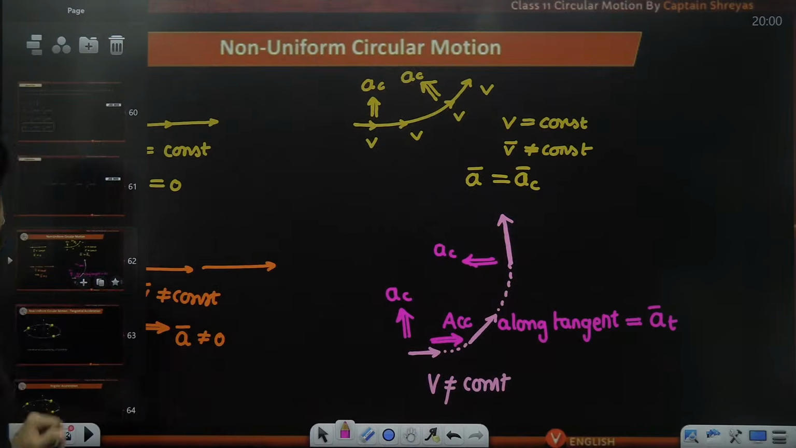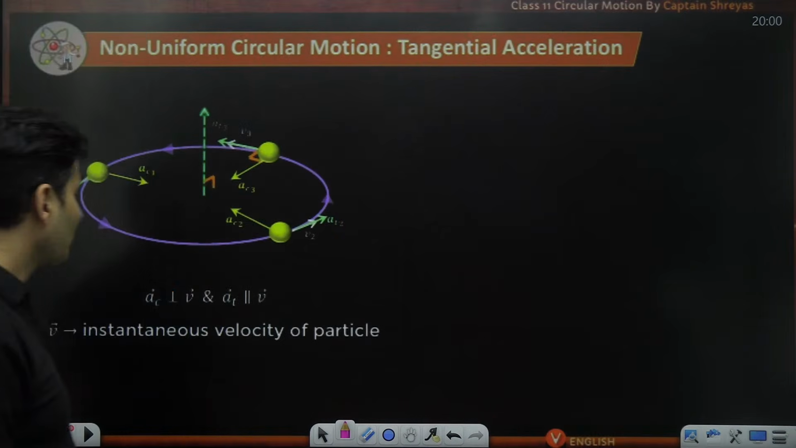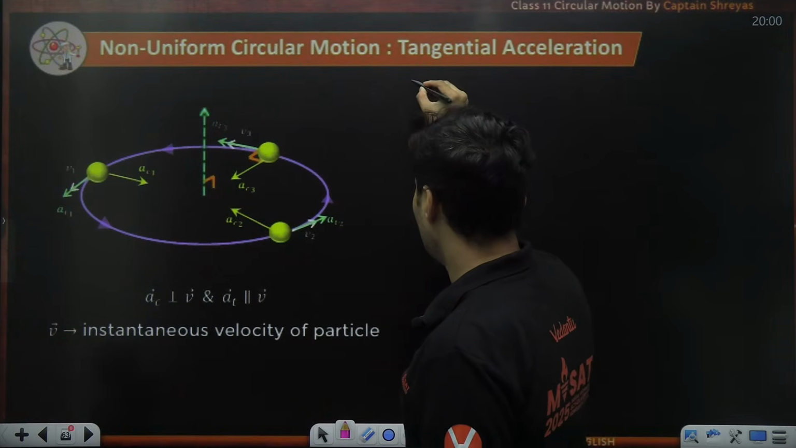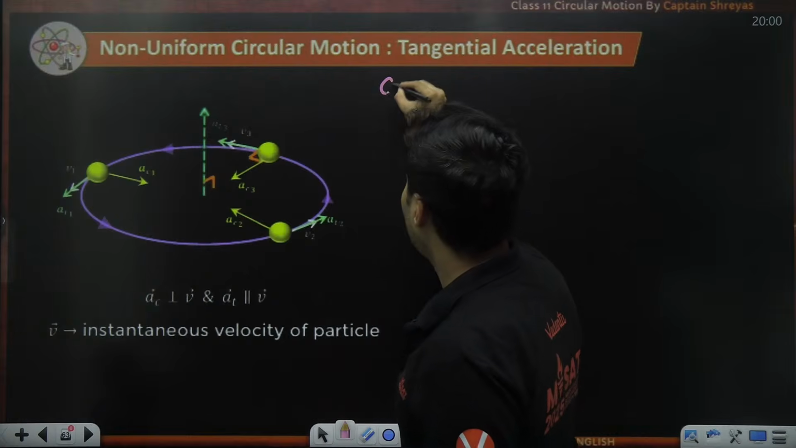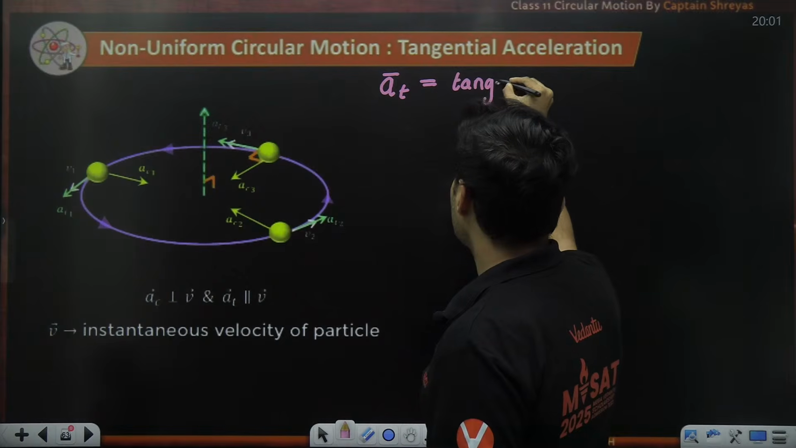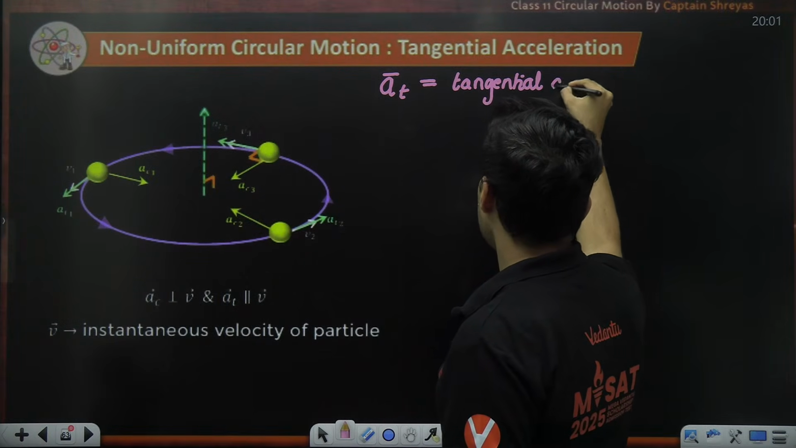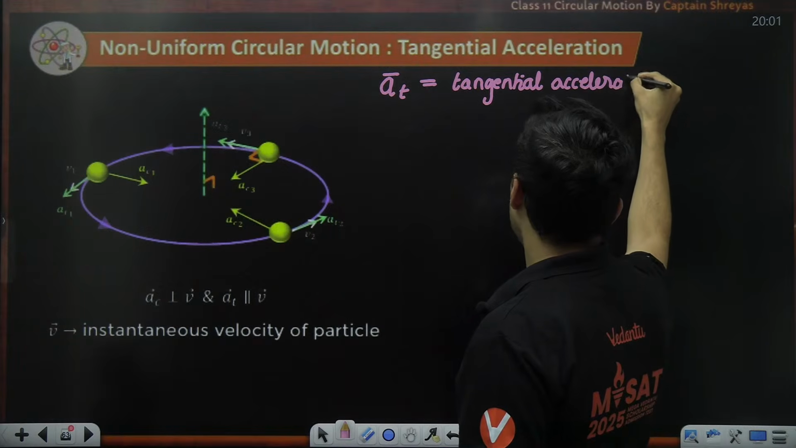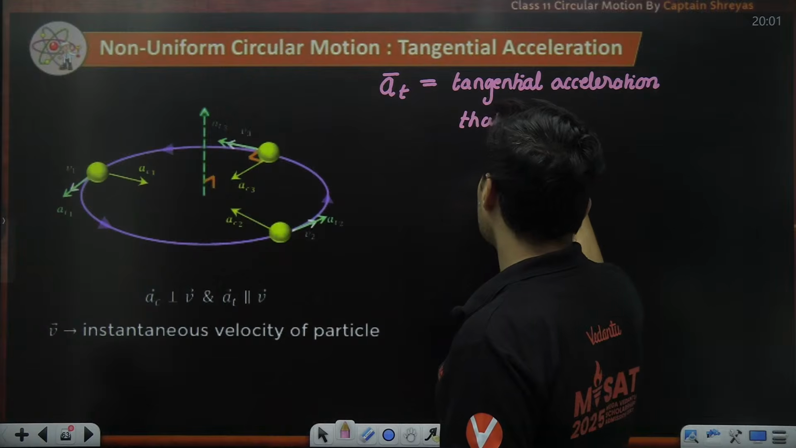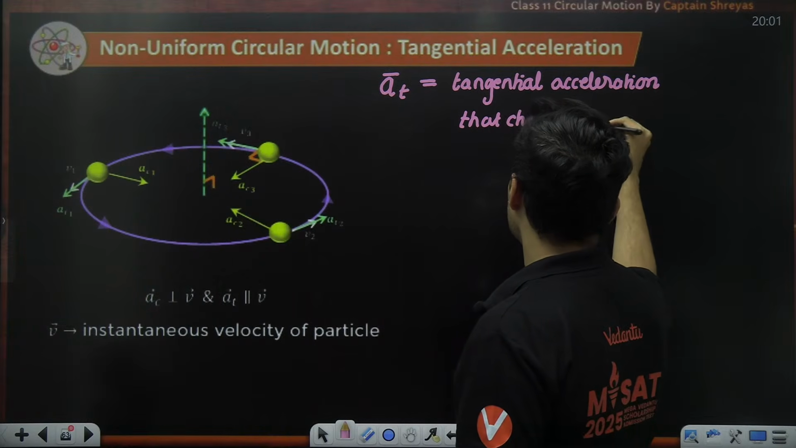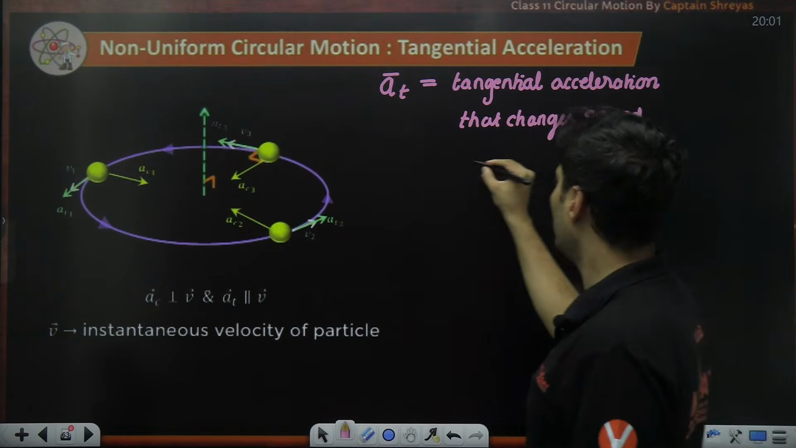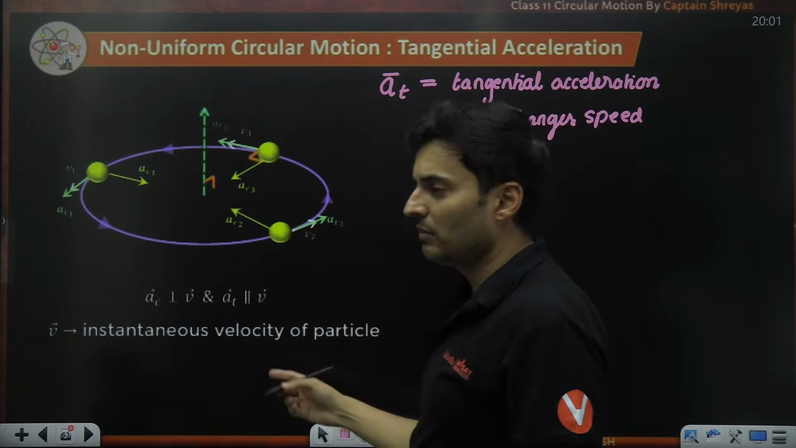Okay, so that is the concept of non-uniform circular motion, my dear warriors. So you will have tangential acceleration. A subscript T is nothing but the tangential acceleration that changes speed. And this tangential acceleration, you will see, is parallel or anti-parallel to the velocity.